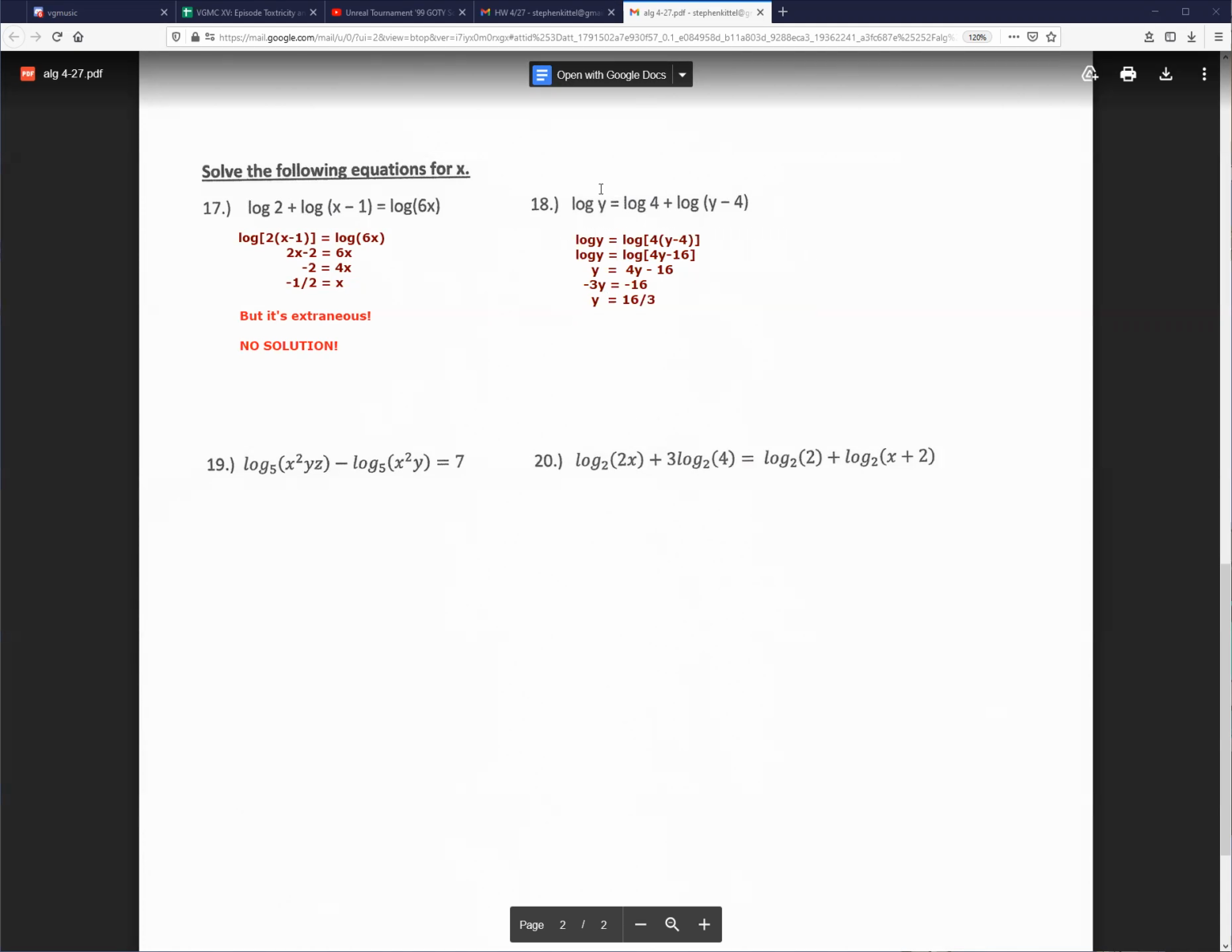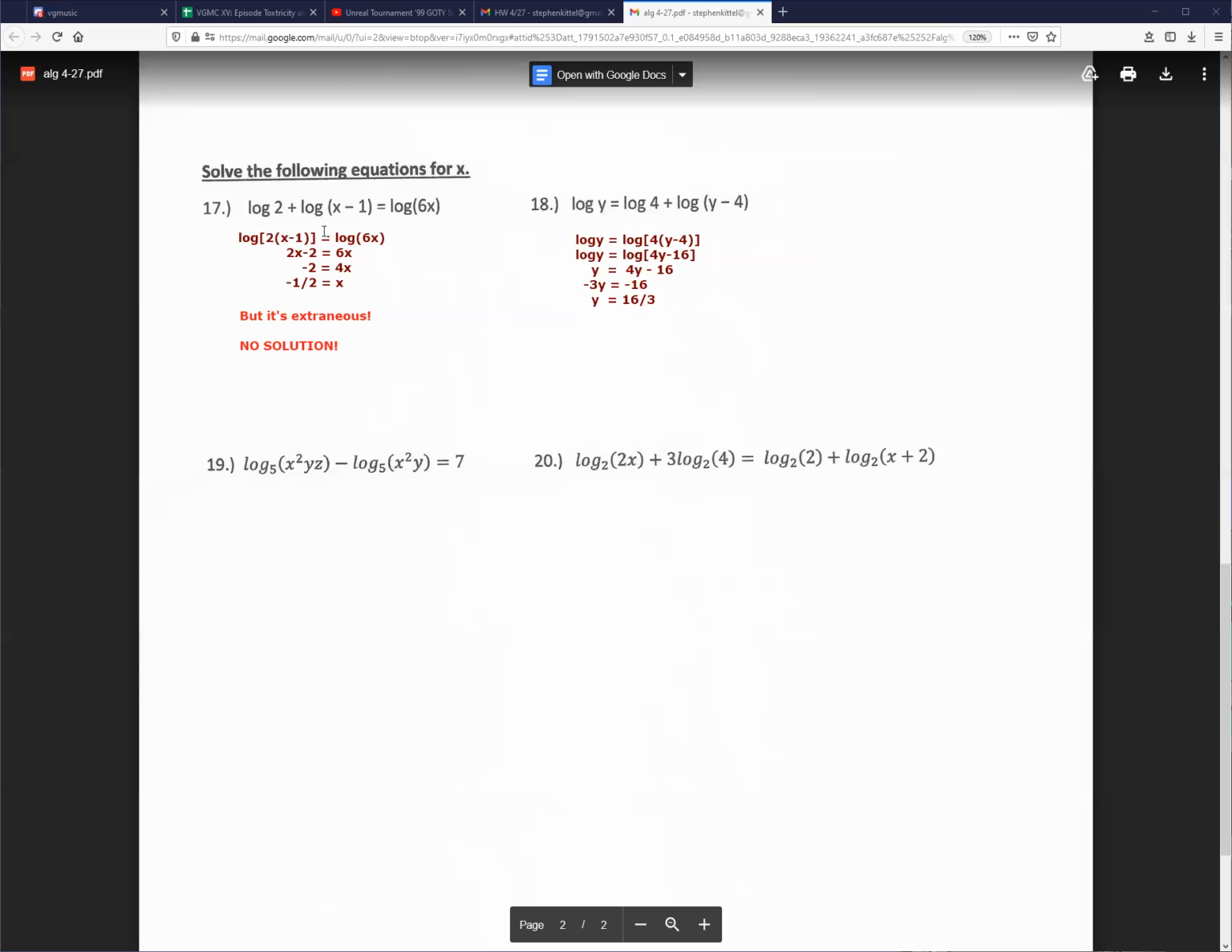And can I plug in a 16 over 3? Here is no problem. If I subtract 4, is it still positive? 4 is 12 thirds, so 16 thirds minus 12 thirds. Yes, this is still positive. We're good. So 16 thirds is a legit answer.